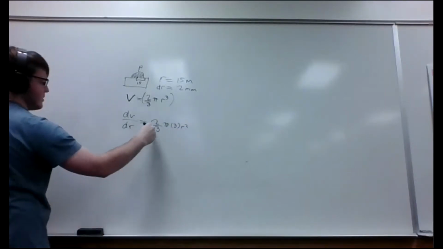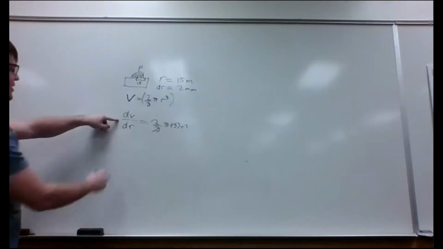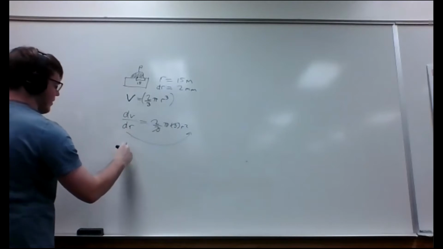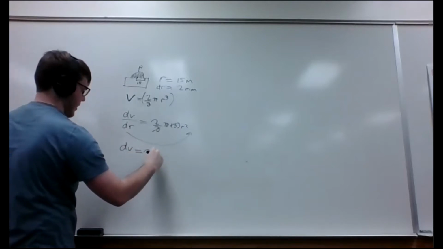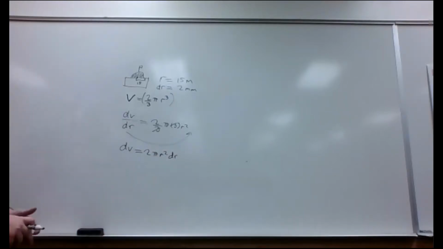So our 3's are going to disappear. And we're going to split this up. We're going to actually move this to the other side, multiply it. So we're going to have our change in volume is going to be 2 pi r squared dr.